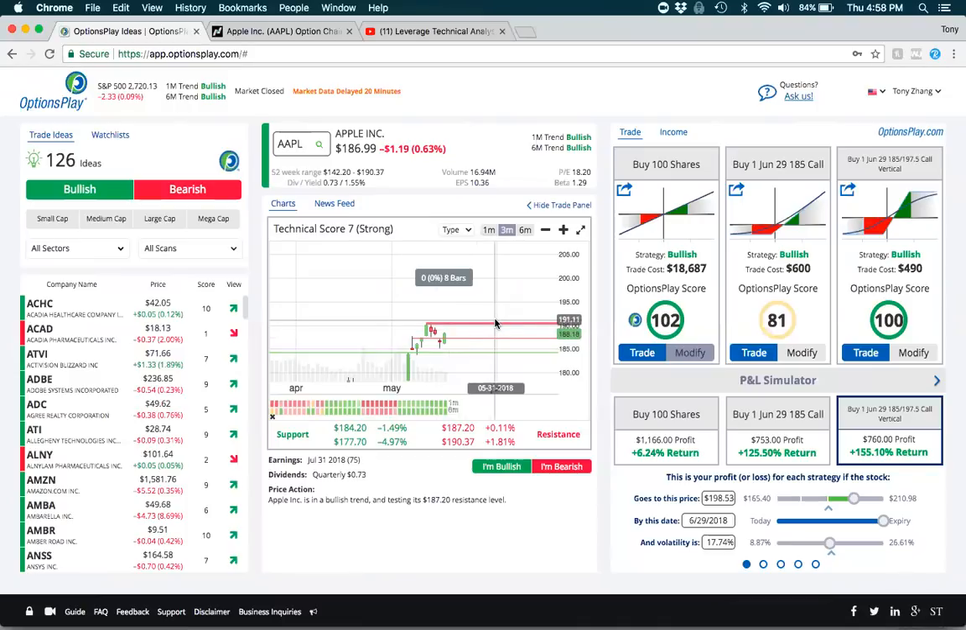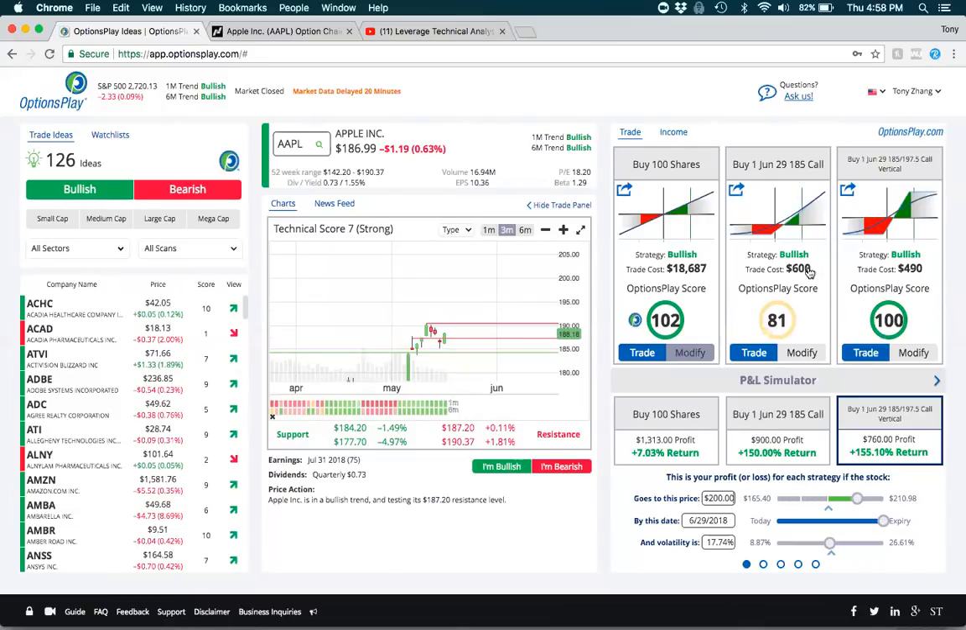But it's very likely that it's going to break above this 190, 191 level and really continue higher. So this is where you can use either buying a call or buying a call spread. Those are two different ways that allow you to take advantage of Apple moving significantly higher. So let's say you think the stock's going to move up to 200.